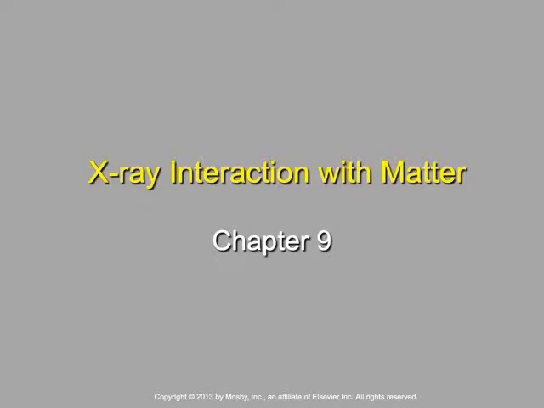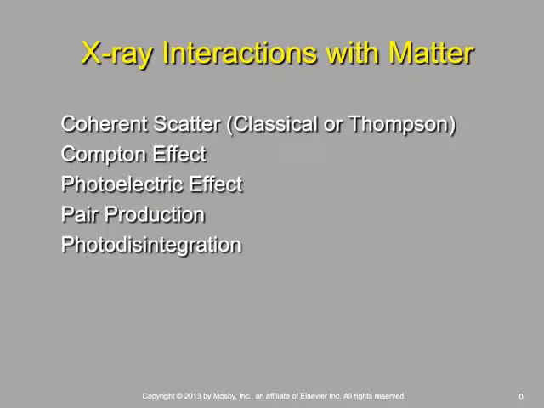Okay, I'm going to move pretty quickly through this material about chapter 9 in our textbook because I bet you've covered it with a little bit more depth in physics, but I want y'all to know what parts are going to be important for examination in this class. So the big things here are coherent scatter, like we've already said, which is also called classical scatter or Rayleigh scatter, Compton effect, photoelectric effect, pair production, photodisintegration. That's what we're talking about.